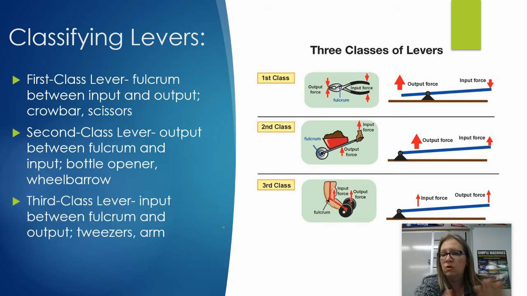And then third class, fulcrum is still over in the end, but the output force and the input force change sides, okay? So tweezers are an example of that, okay? I should have grabbed some tweezers. You pinch the tweezers and you see the output force down on the end, okay? So if these are my tweezers, I would squeeze right here, and they would come together over there. Your arm acts the same way, okay? Your elbow would be the fulcrum. The muscle is going to be the input force. It's going to raise your lower arm. So the output force would be that lower part of the arm right there, okay?